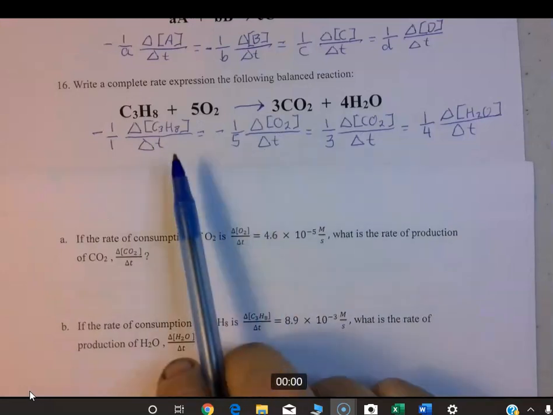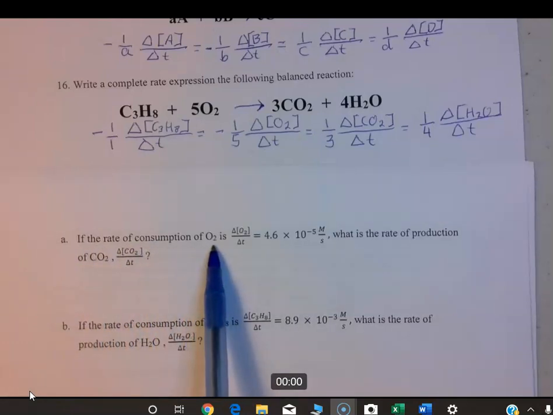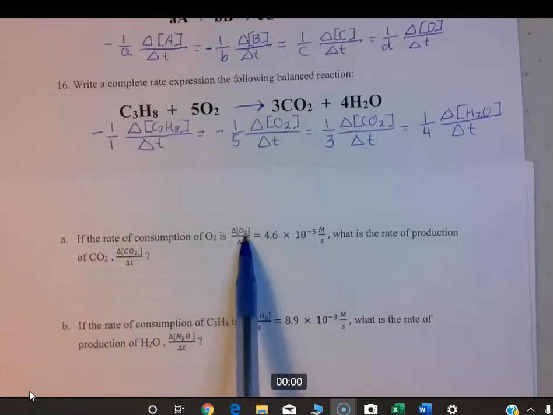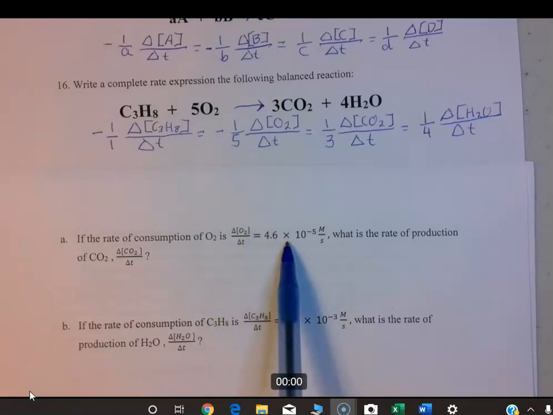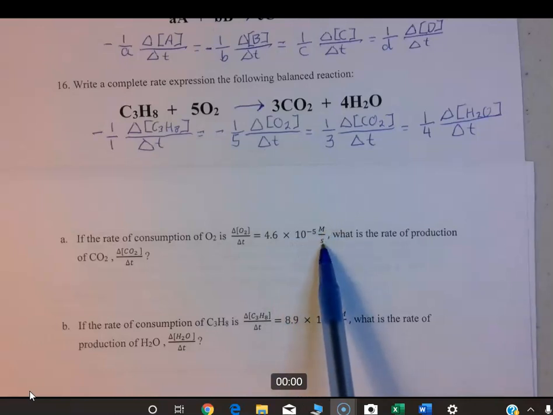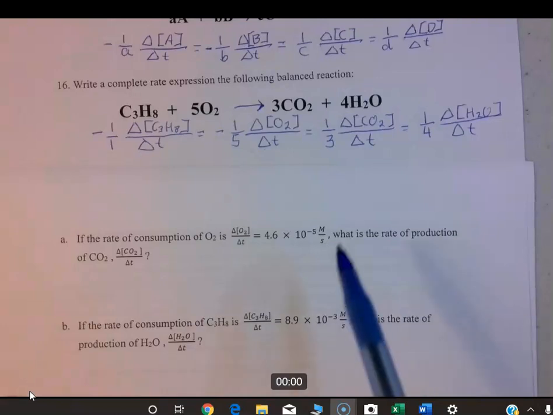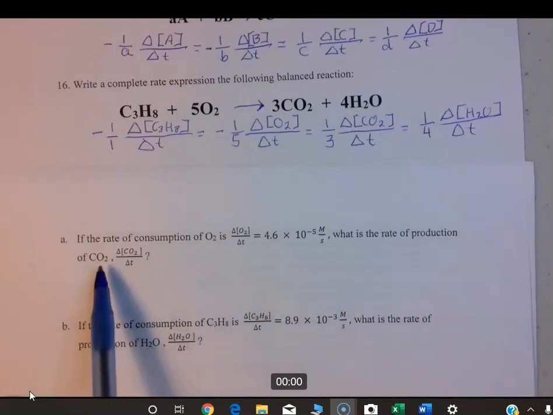Okay, so using this rate expression, we're going to solve 4 numeric problems, A, B, C, and D, on the next page. So let's read the question. If the rate of consumption of O2 is, and there it is, delta O2 over delta time equals 4.6 times 10 to the minus 5, and that's molarity per second. That's how you express a rate. How many moles per liter is being used up per second. What is the rate of production of CO2?